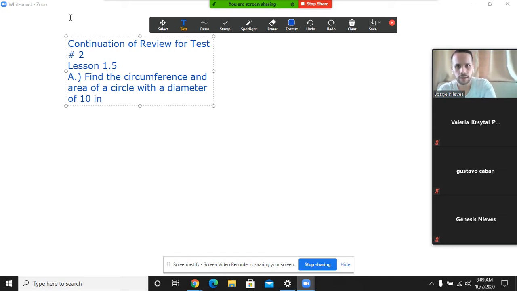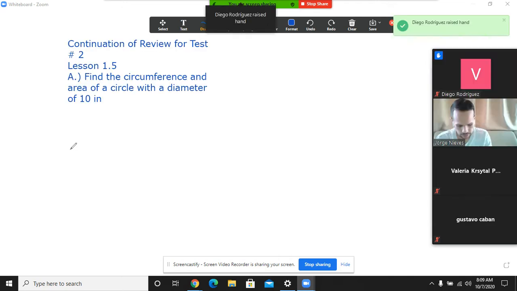Okay, so let's do it. Okay, so we know that we got two circumference formulas. Okay, we know that we got the first formula that is circumference equals pi times the diameter.